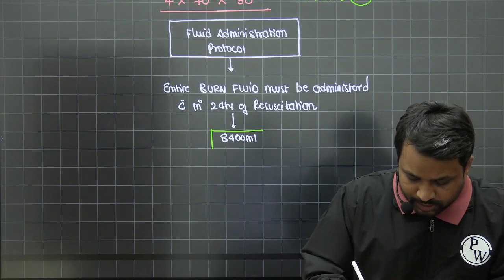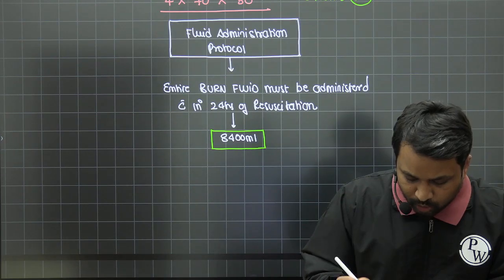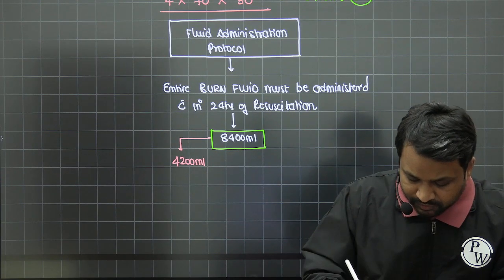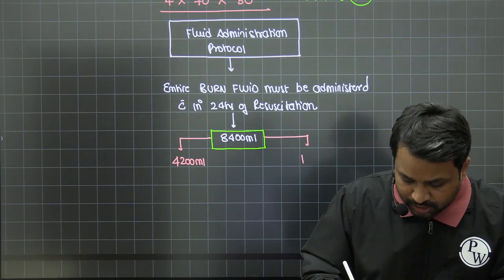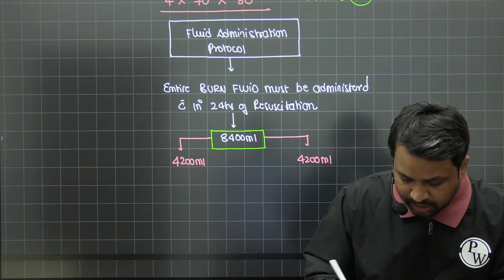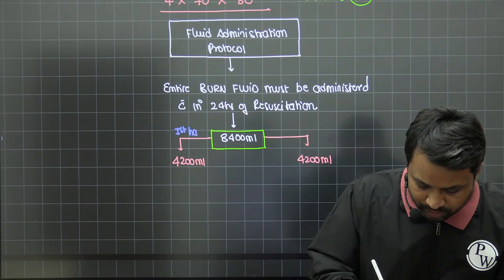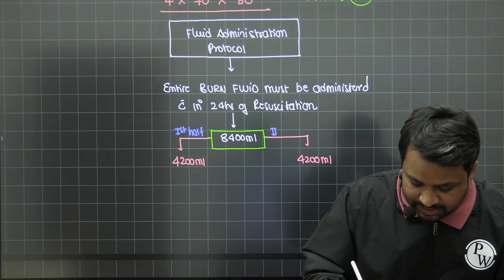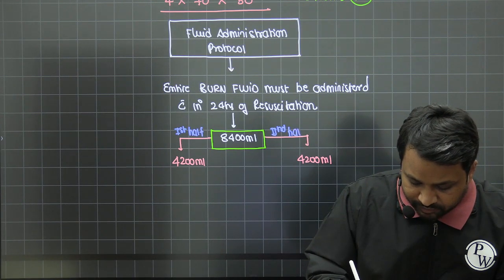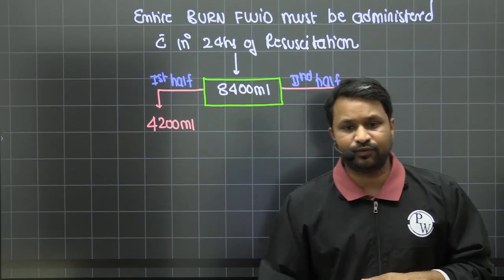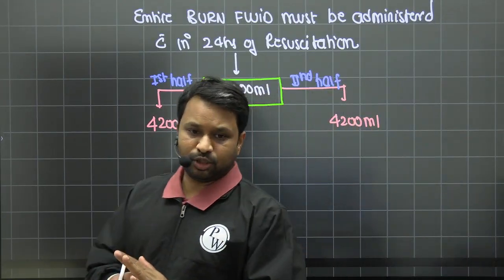So what we do is we split them into two equal halves. When you split them into two equal halves, you get 4,200 ml as one half, and 4,200 ml as the other half. So I'm going to abbreviate this. This is the first half of the fluid, and this is the second half of the fluid. So I've given the first half and the second half of the fluid, right? Yes, you are absolutely correct.